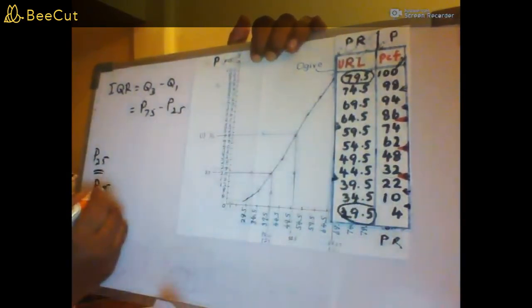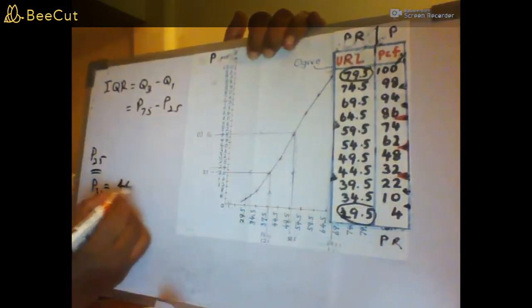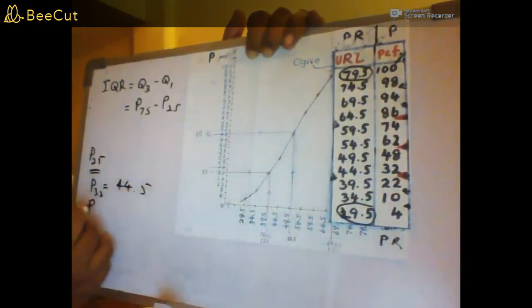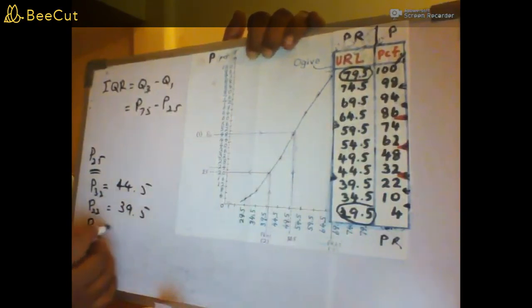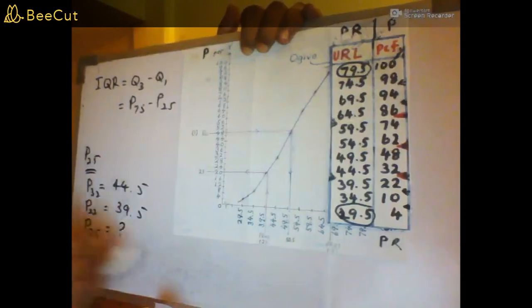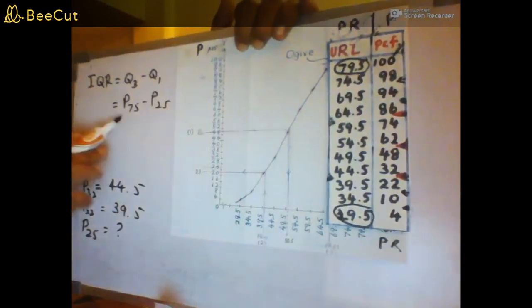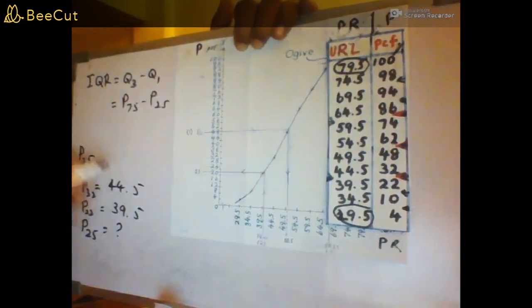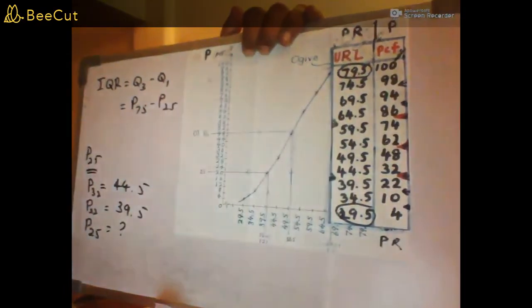P32 equals 44.5. Then P22 equals 39.5. We don't know P25, so we'll have to calculate. I'm not going to do this, but that's the way to get P25. Similarly, you can get P75. Then do the calculation and find. That is one method for group data.